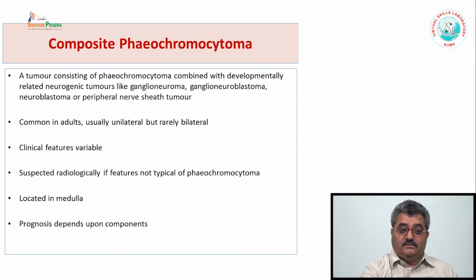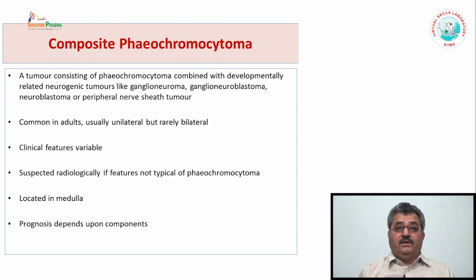There is another entity which is known as the composite pheochromocytoma. That means that if a tumor is pheochromocytoma and it is combined with a developmentally related neurogenic tumor like ganglioneuroma, ganglioneuroblastoma, neuroblastoma, or the peripheral nerve sheath tumor. They are usually common in adults, unilateral, rarely bilateral. Clinical features are variable, and when to suspect them.